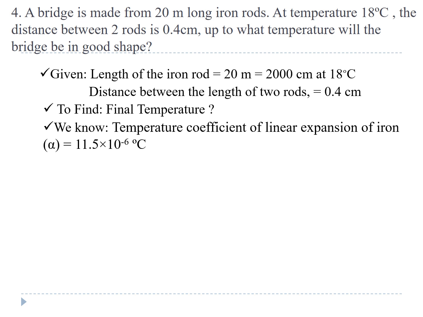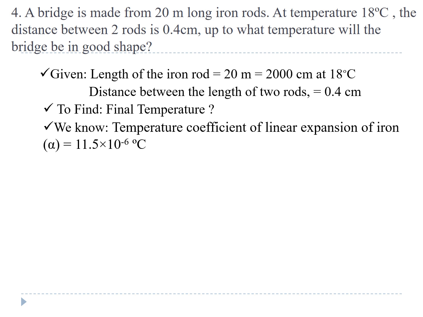Now, one thing that we know is temperature coefficient of linear expansion of iron. Now here, why are we considering iron? That's because we are talking about a bridge that is made up of iron rod. That is why we are interested in finding out the alpha value, or the temperature coefficient of linear expansion, because it's a rod. So we are talking about alpha, and that is why we need that value. The value is 11.5 into 10 raised to minus 6 per degree Celsius. This is the alpha value.